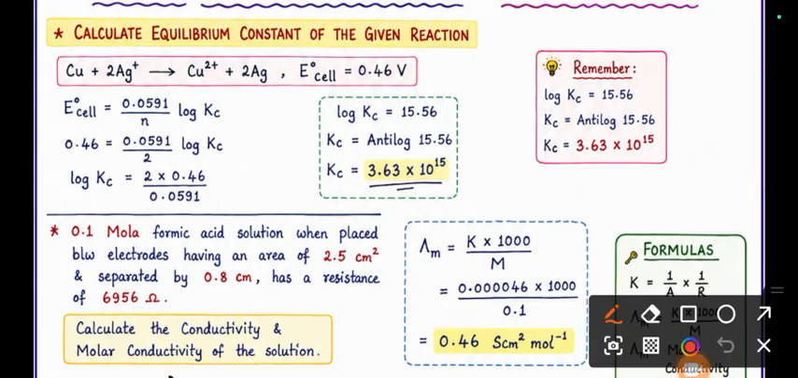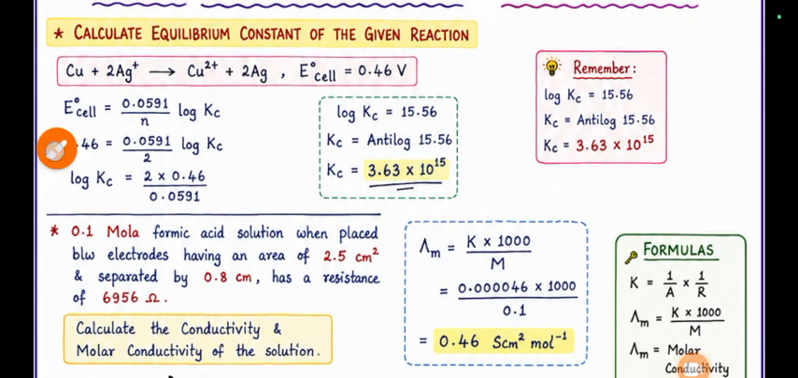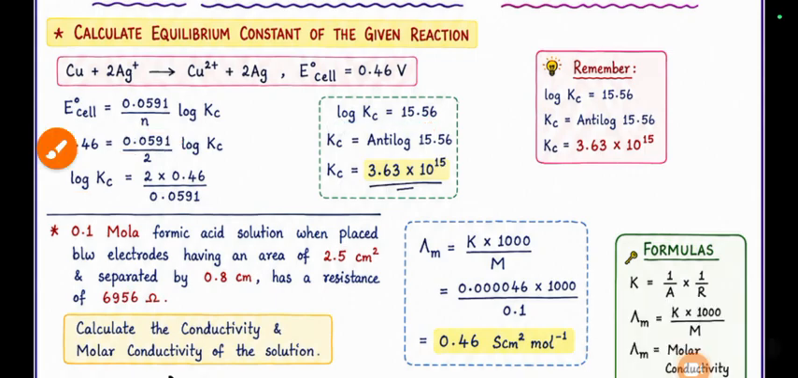We have one more important formula here, to calculate the equilibrium constant, the relationship between standard electrode potential of the cell and equilibrium constant. The formula is standard electrode potential of the cell is equal to 0.0591 divided by N log Kc. Kc is equilibrium constant. Now we have an equation, and standard electrode potential has been given. Write the formula. Substitute standard electrode potential 0.46, N value is 2, log Kc. Rearrange the formula, we'll get log Kc is equal to 2 into 0.46 divided by 0.0591. When you calculate, you will get log Kc is equal to 15.56.